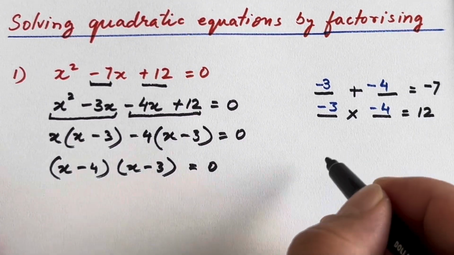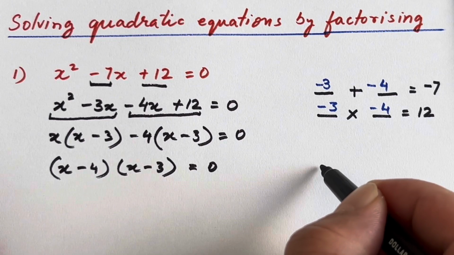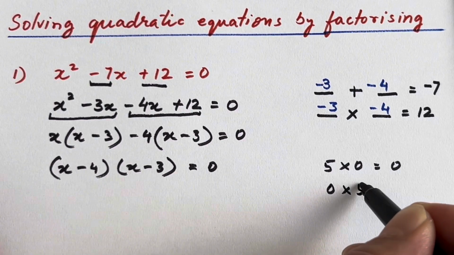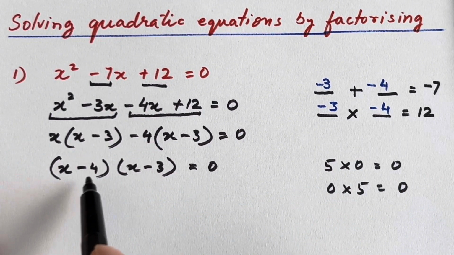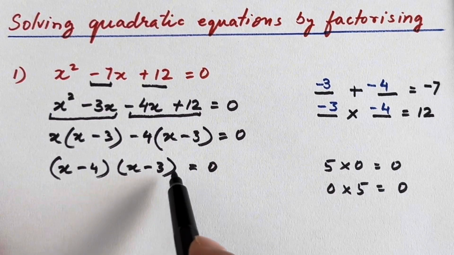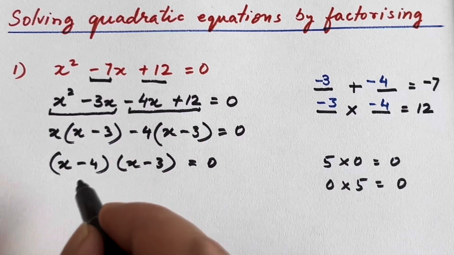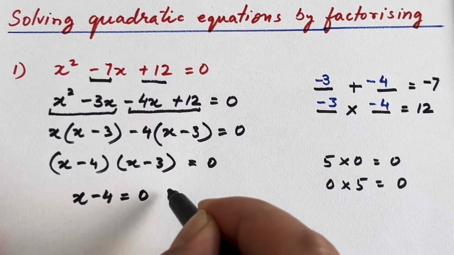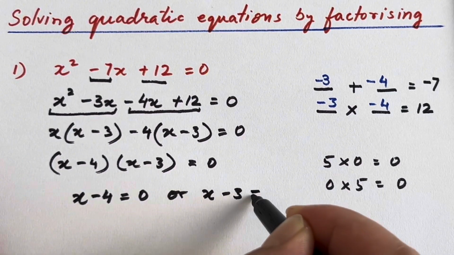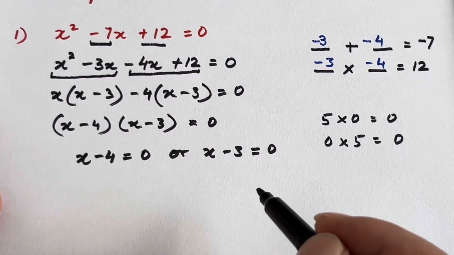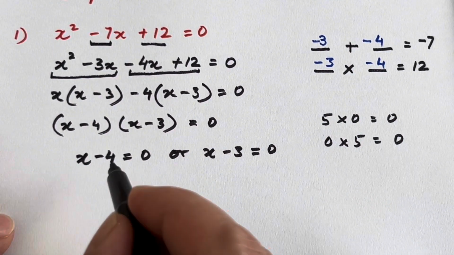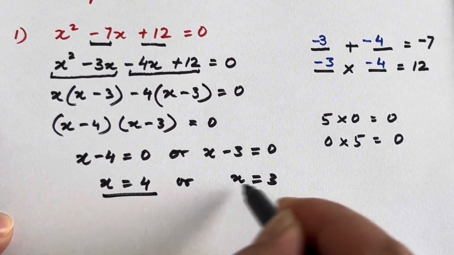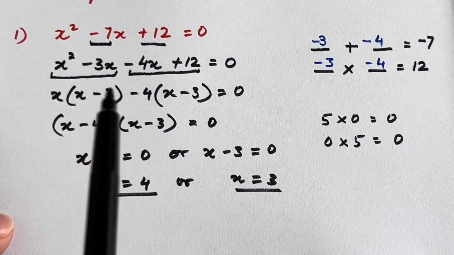All right, for example, let us take an example of a numerical value. 5 times 0 will give me 0, or 0 times 5 will give me 0. So either this x minus 4 must be 0 or x minus 3 must be 0. So I can write that as either x minus 4 equal to 0 or x minus 3 equal to 0. Now this is a simple linear equation that we need to solve. So x equal to 4 or x equal to 3. And these are the two roots of this quadratic equation.